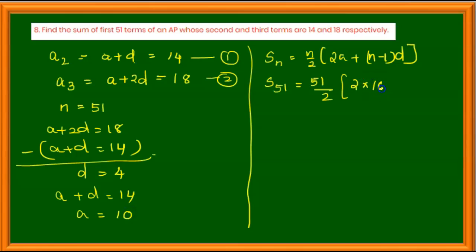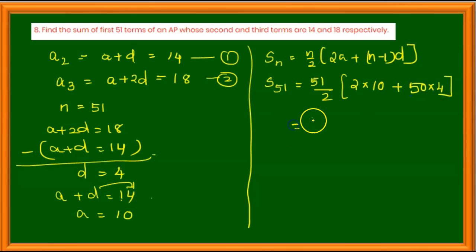So we can substitute 10. Understood? 14, d we take to the other side. 14 minus d is 4 here. 14 minus 4, it's 10. Clear? And n is 51, 51 minus 1 is 50, into d, which is 4 here.